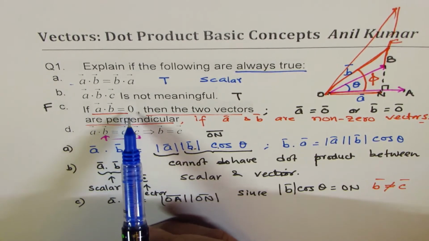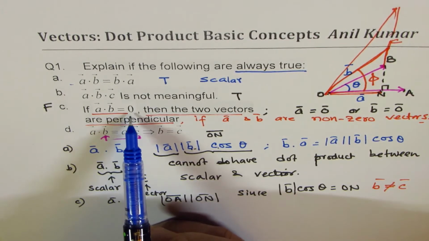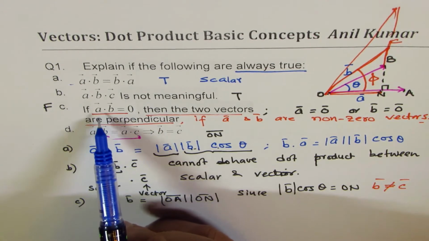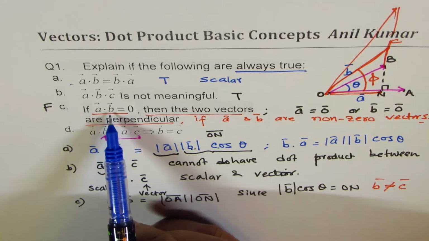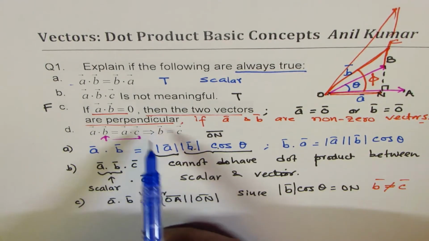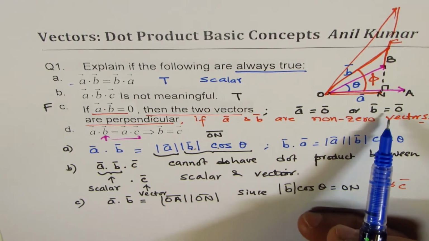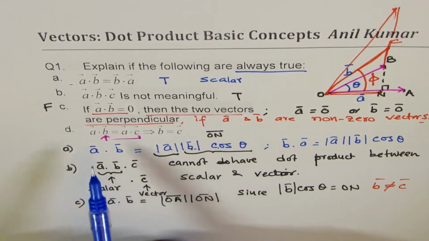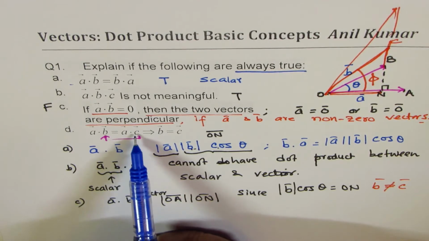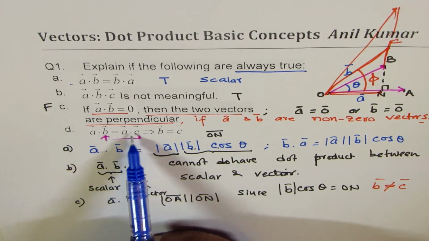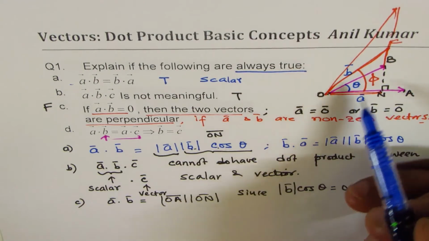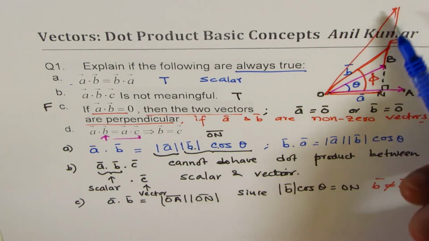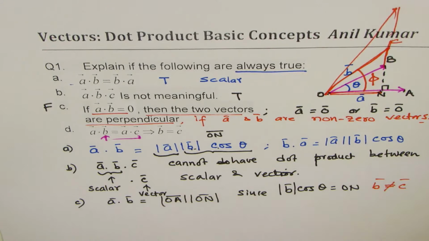A dot B is equal to 0, and if both or none of them is 0, in that case they are perpendicular. But if one of them is 0, then they are not perpendicular. And if A dot B is equal to A dot C, it does not imply that B and C are equal. As you can see, they are different. Their projection on A will be the same, which we are going to learn in the next chapter. So I hope that's clear.